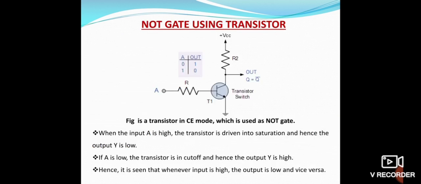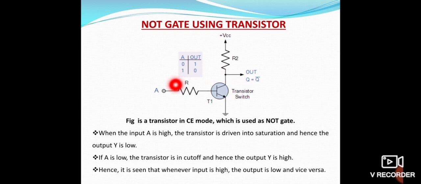Next is NOT gate using transistor. Here we are using a CE transistor for this. The circuit consists of an NPN transistor in the common emitter configuration, that is CE configuration. Next, we have to check two conditions. First is when A equal to 0, here there is no input voltage, so the base and the collector current are 0 and the transistor is said to be in the cutoff condition. Therefore, the output voltage Y is equal to VCC, that is this voltage will appear across here, so you will get an output.